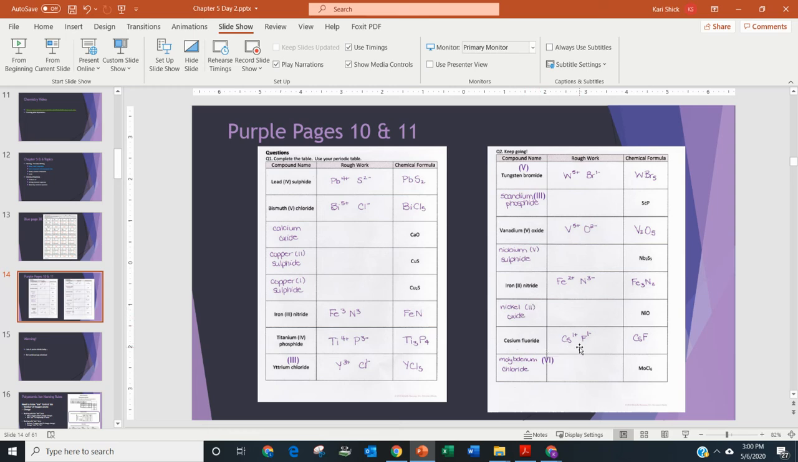Cesium fluoride, a nice easy one. We've got cesium is Cs and it has a +1 charge. Fluorine is a -1 charge. Crisscross them, it becomes CsF.